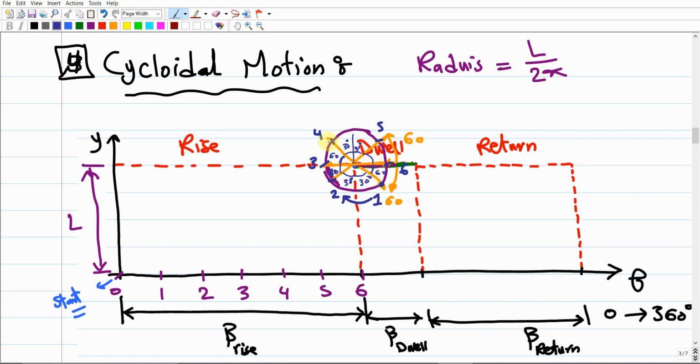Then you're just going to put marks over the circumference of the circle. Starting from 1, it should be the right lower corner for the rise period, and rotate in the clockwise direction. You're going to end up with 1, 2, 3, 4, 5, and 6. Make sense?